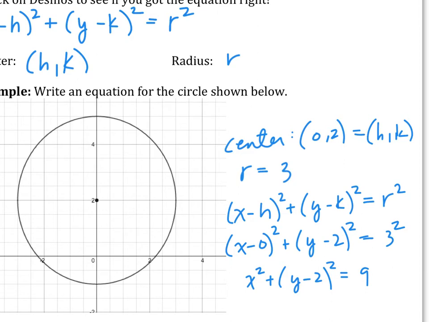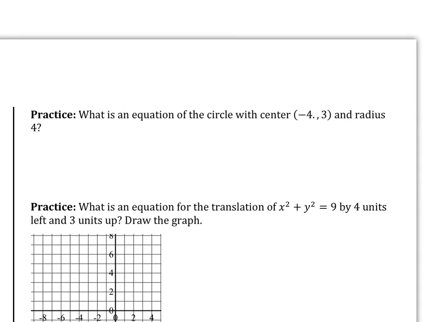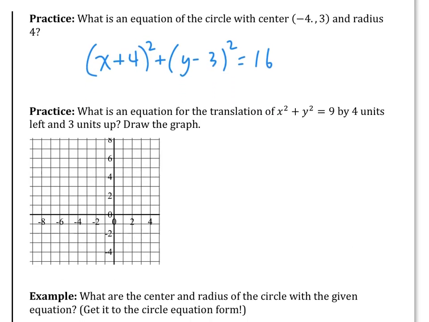All right, let's try another one really quickly. This is also very simple. And then we'll do something that's a little bit trickier. Practice. What is the equation of the circle with center -4, 3 and radius 4? Answer is x plus 4 squared plus y minus 3 squared equals 16.